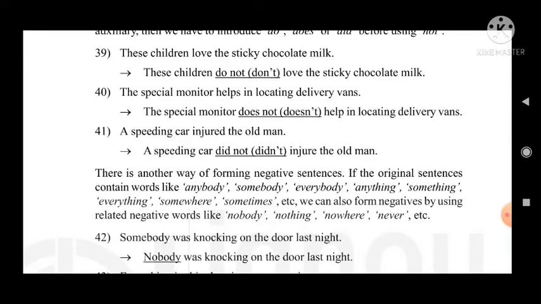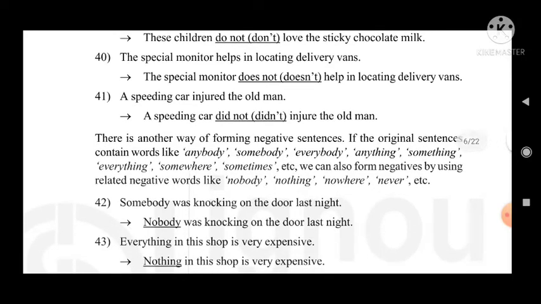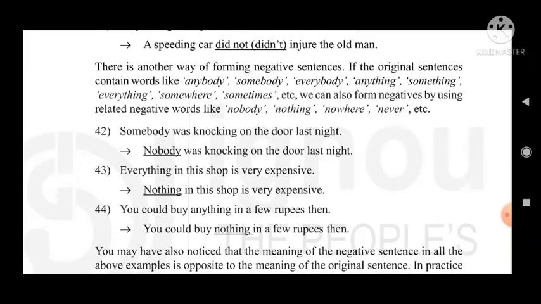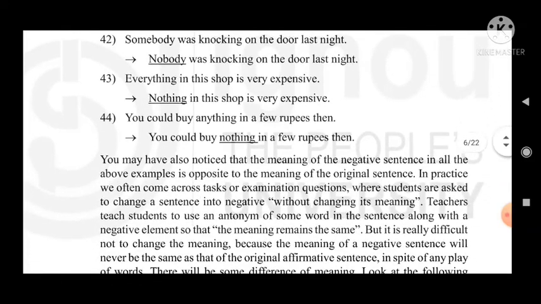There is another way of forming negative sentences. If the original sentences contain words like anybody, somebody, everybody, anything, something, everything, somewhere, sometimes, etc., we can also form negatives by using related negative words like nobody, nothing, nowhere, never, etc. Somebody was knocking on the door last night. So we can use nobody to make it negative: nobody was knocking on the door last night. Everything in this shop is very expensive. Nothing in this shop is very expensive. You could buy anything in a few rupees then. You could buy nothing in a few rupees then.